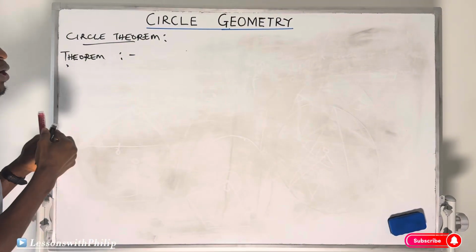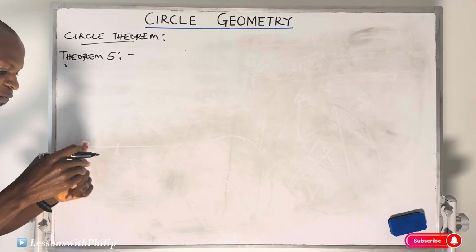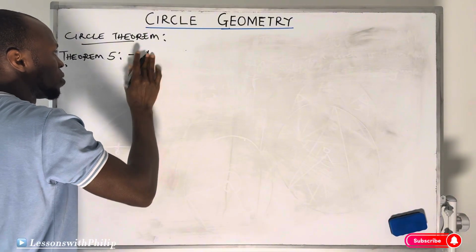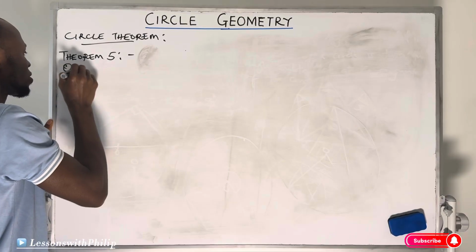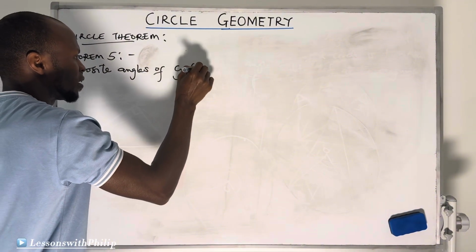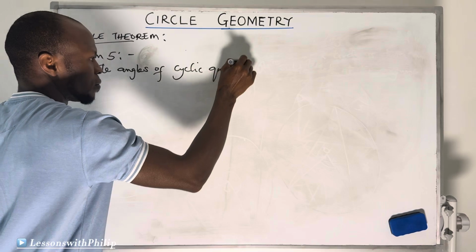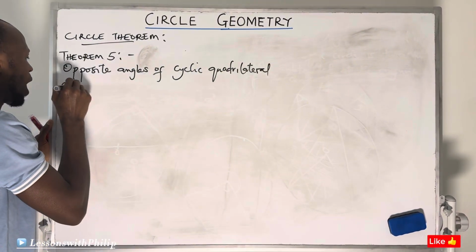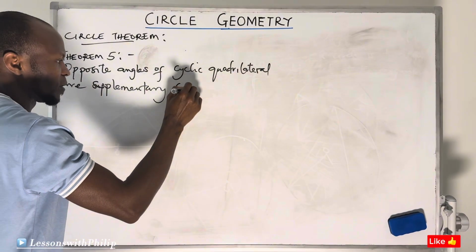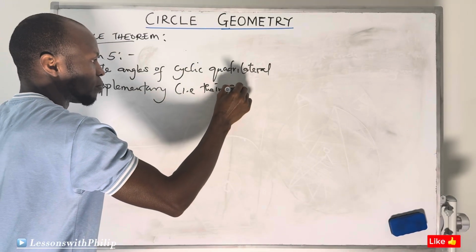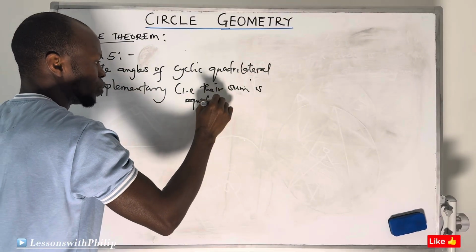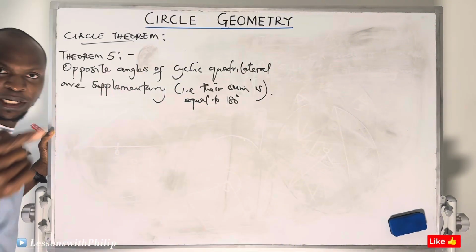Now we're going to theorem 5. Theorem 5 says opposite angles of a cyclic quadrilateral are supplementary. That is, their sum is equal to 180 degrees. Let's illustrate it.